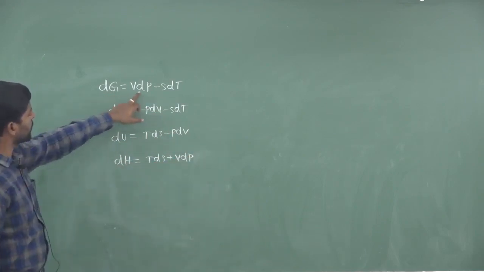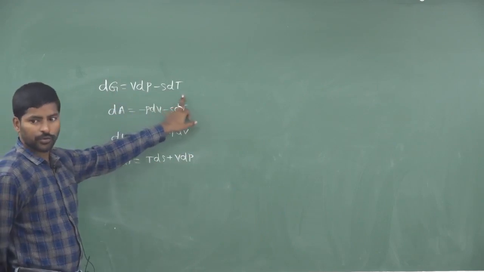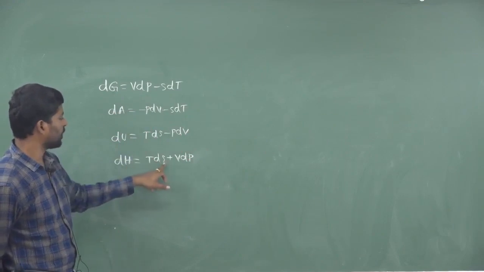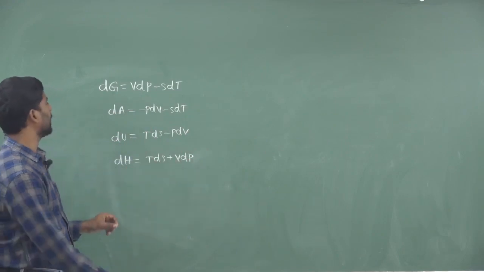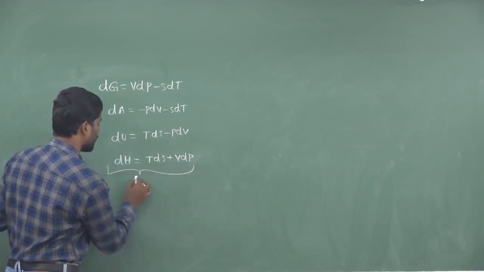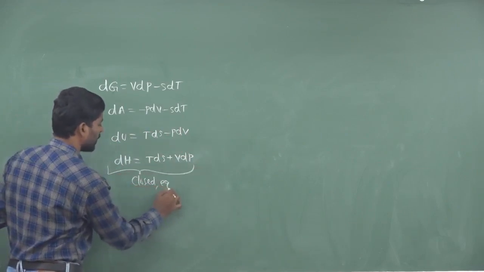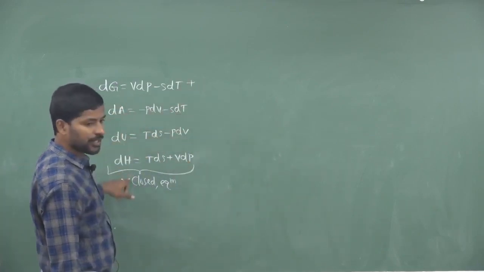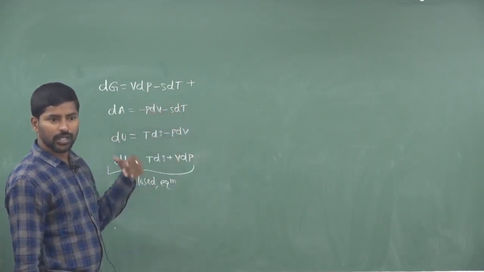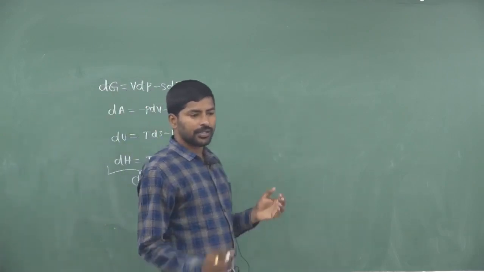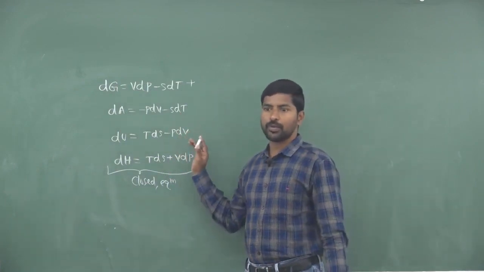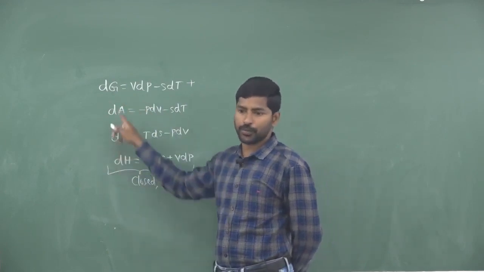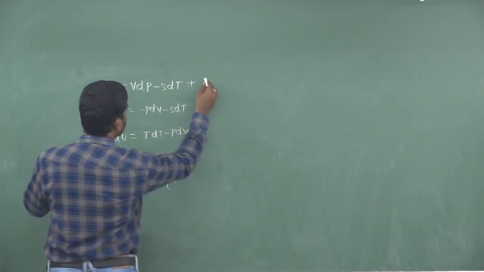So from this, G is a function of what? Pressure and temperature for a closed, equilibrium system. Similarly, U is a function of S, V, and H is a function of S, P. This is for a closed, equilibrium system. But if you go to a non-equilibrium system, in addition to these parameters, G, A, U, H also depend on the number of moles. In the case of a non-equilibrium or open system, there is exchange of matter between the system and the surroundings, so the number of moles changes. As these are extensive properties, they depend on the number of moles also.